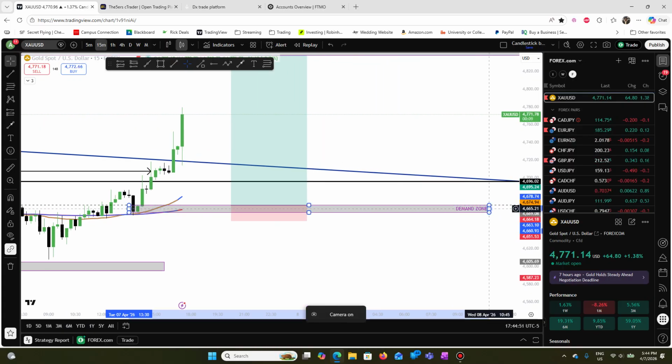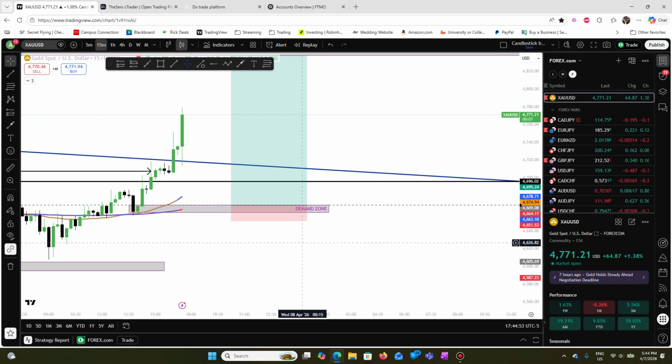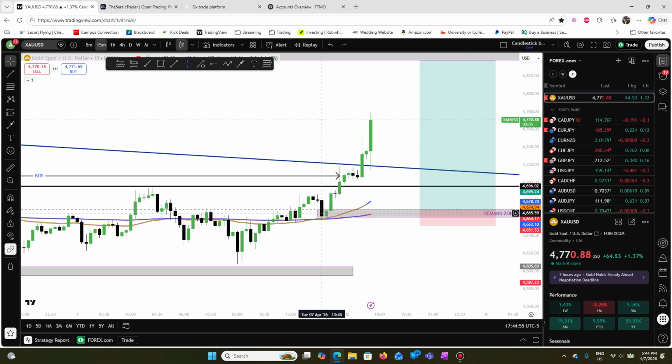And the demand zone you can see, which I kind of have marked, is this candle before the explosion, which just kept on going and going and going. And also, this is another zone before an explosion, which is just before the break of the previous high.